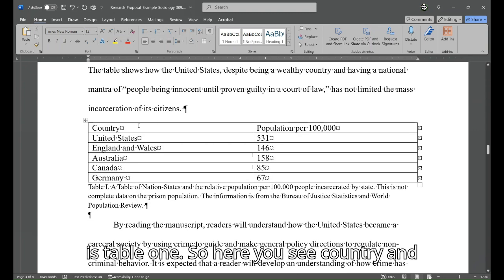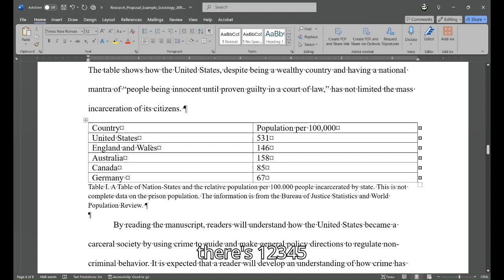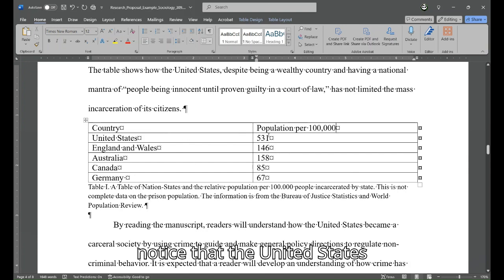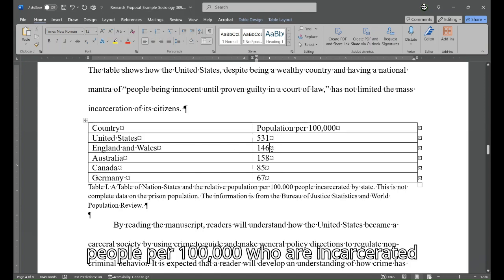All right, so then this is table 1. So here you see country, and there's 1, 2, 3, 4, 5 countries, and then population per 100,000. So then you'll notice that the United States incarcerates 531 people per 100,000 people. The next closest country is England and Wales, which is a county in Great Britain. They have 146 people per 100,000 who are incarcerated.